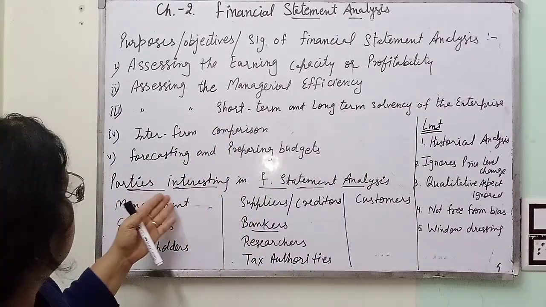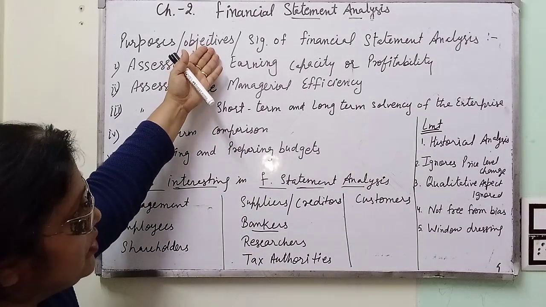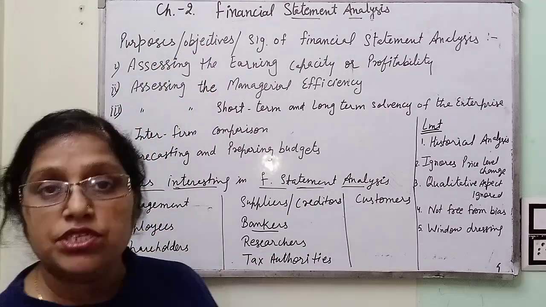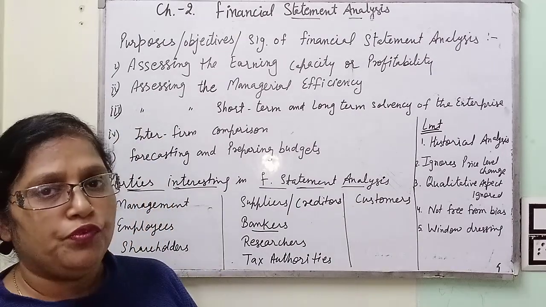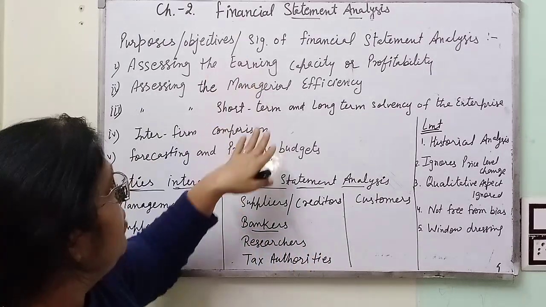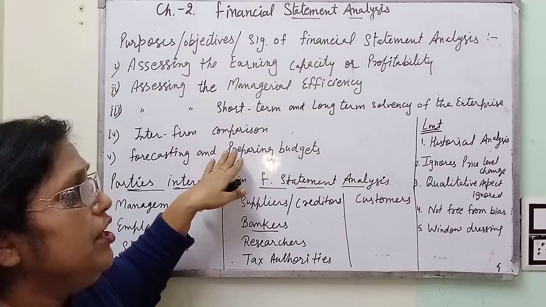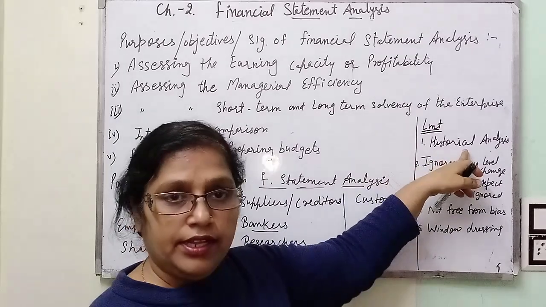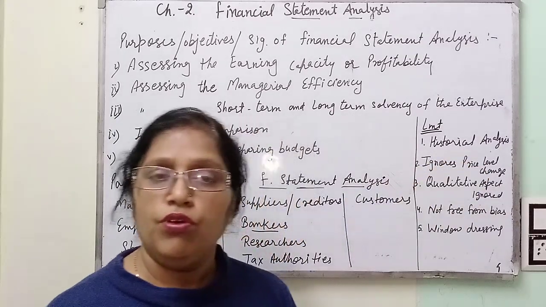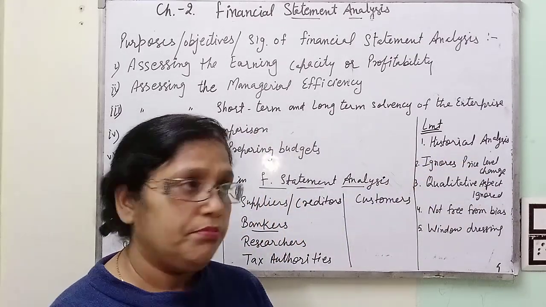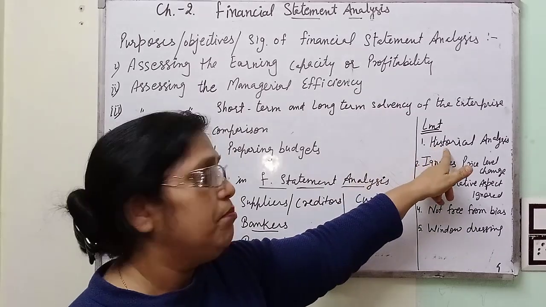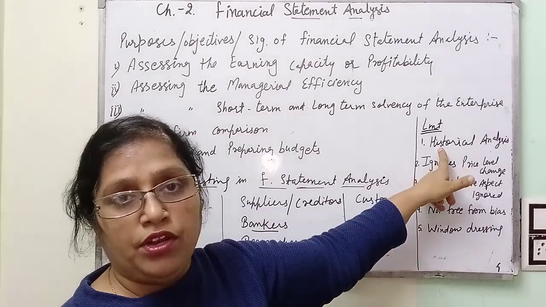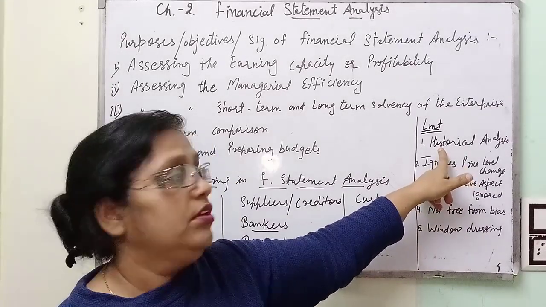While we have discussed the need of financial statement analysis and the parties interested in it, there may be some limitations, because each coin has two faces. In the same way, when we have some benefits of financial statement analysis, we must have some limitations. So the limitations are: first is historical analysis. All the data which is filled in the statement of analysis depends upon historical cost. It is not related to the market value of the transactions.